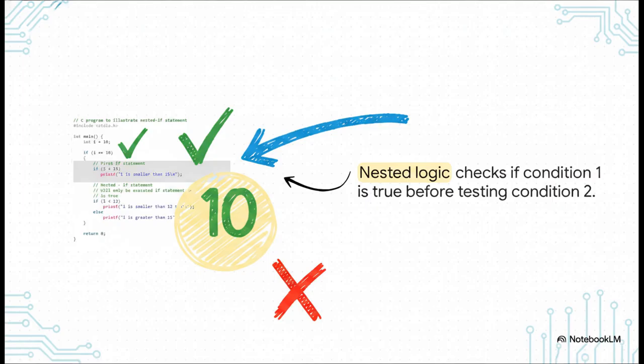Our compiler first confirms the outer condition where I is less than 15, and only then does it step inside to evaluate the nested condition. So our variable I is 10. The first check asks, is 10 less than 15? Yes. We step inside the block.